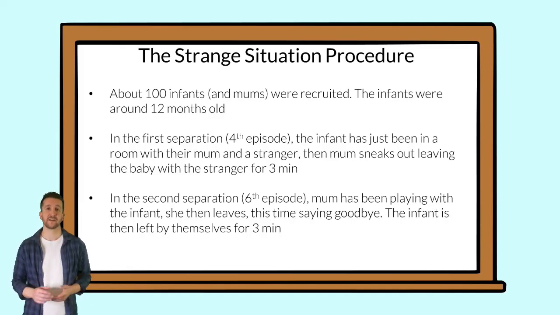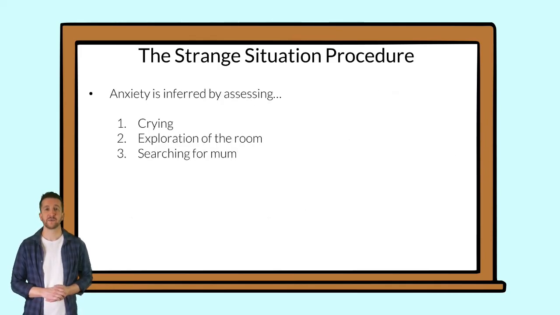So in this study, anxiety was inferred through observable behaviors. And the behaviors I'll focus on are crying, exploration of the room, for example, moving around the room to get a toy or some other object, and searching for mum. Searching behaviors could either be strong, for example, following mum to the door or going to the door after she's left, or they could be weak, for example, looking at the door, looking at the chair where mum had been sitting, or looking at her belongings.